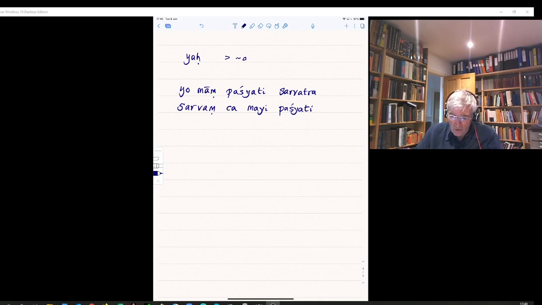So that is, who sees me everywhere, and everything in me sees. That's, he sees me everywhere, and he sees everything in me, sees everything as being in me, not separate from me. Tasyaham na pranashyami.